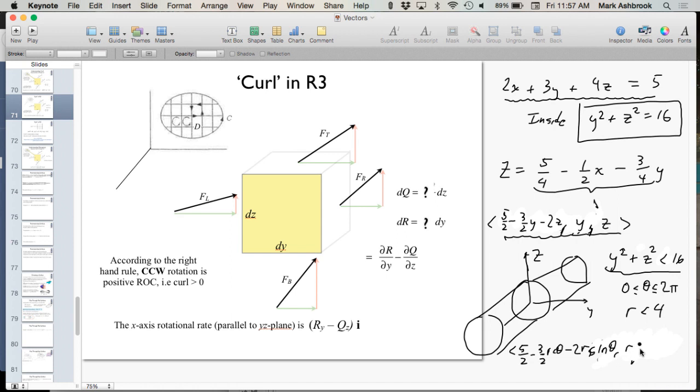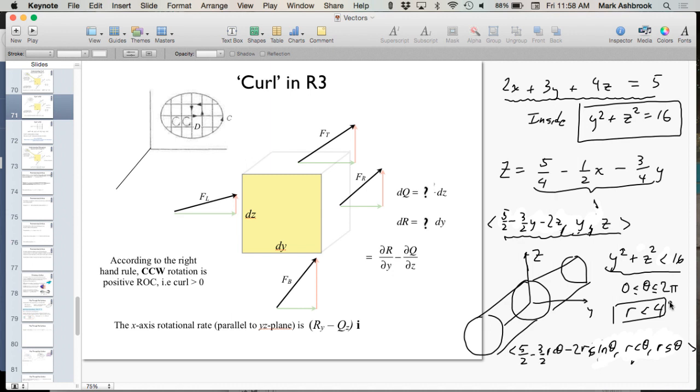Okay, so there's the final answer. Two different ways to do this. You could parameterize y and z, and then solve for x in terms of y and z, or you could use r and theta. Then you'd have r cosine theta for y, r sine theta for z, and that expression with those plugged in, and then our restriction would just be r less than 4, and theta between 0 and 2 pi. Okay. Other questions on parameterizing surfaces?